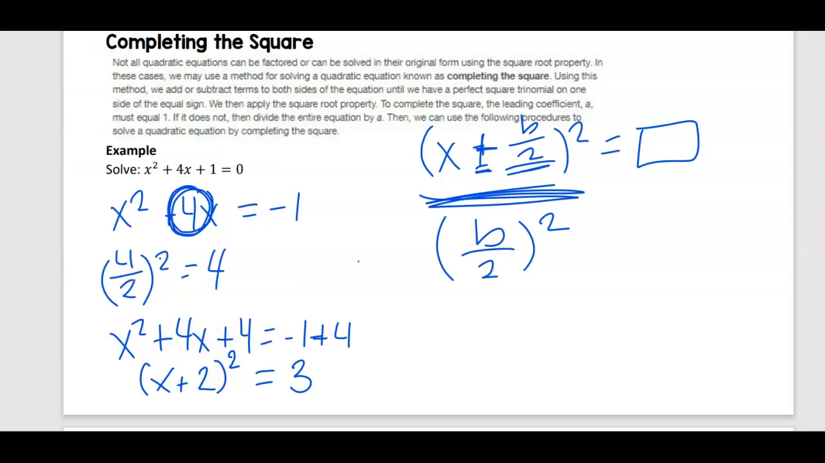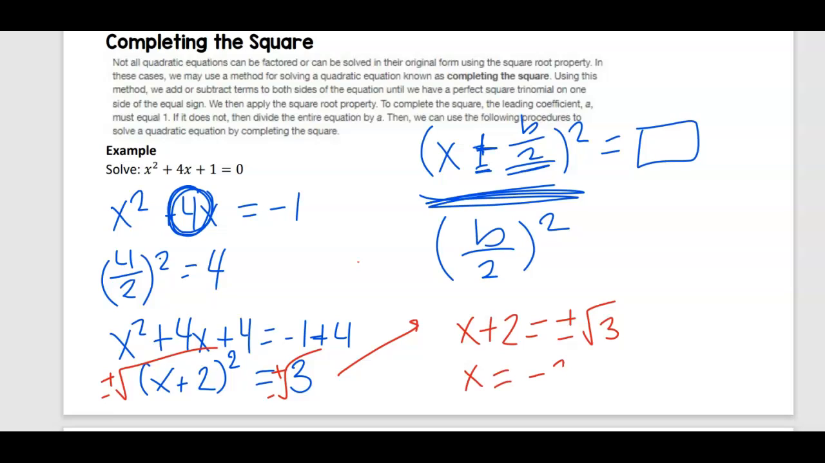I can then take plus or minus the square root of both sides. That's what we do with the square root property. And we get that x plus 2 must be equal to plus or minus the square root of 3. Then we subtract 2 and get x equals negative 2 plus or minus the square root of 3. If you were to do this with the quadratic formula, you would end up getting the exact same answer. This is just another method that you can use to solve a quadratic equation.